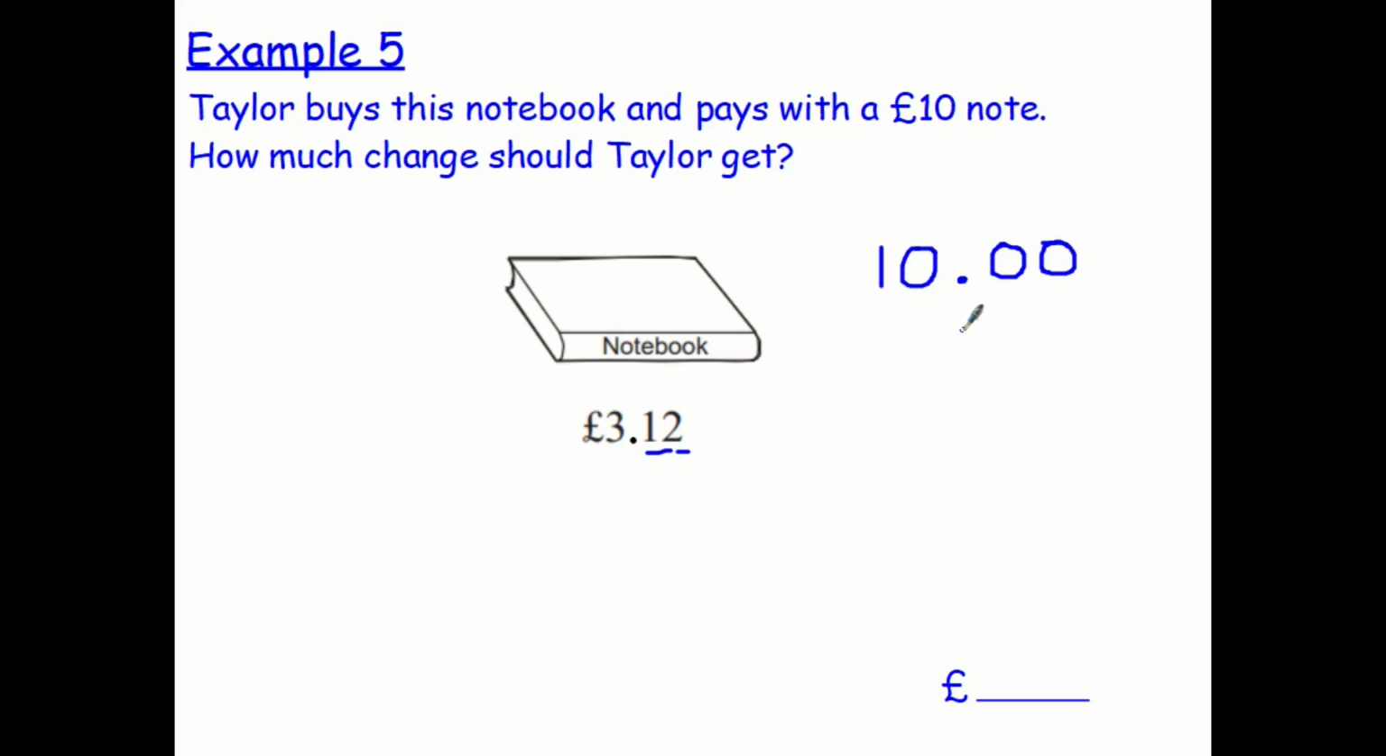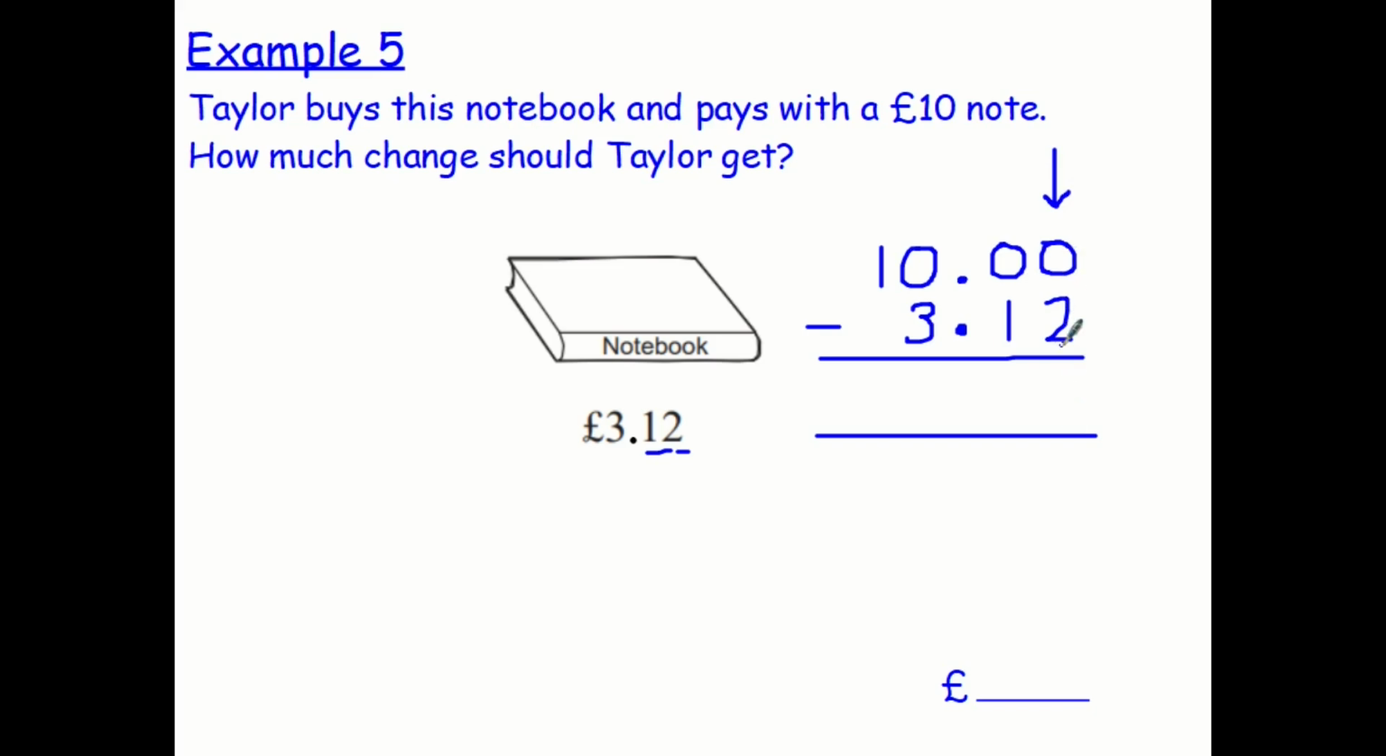And then I'm going to put my decimal point in line straight away and put my other digits around it, so £3.12, and I'm subtracting it. Start on the right hand side. Lots of people fall into the trap of putting a 2 here. Don't fall into that trap. Remember, the question is 0 take away 2.